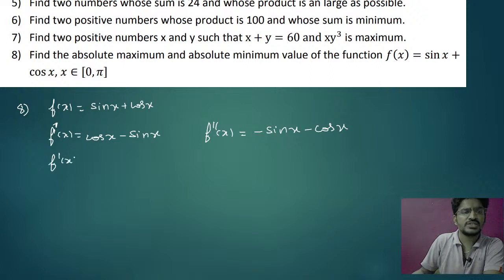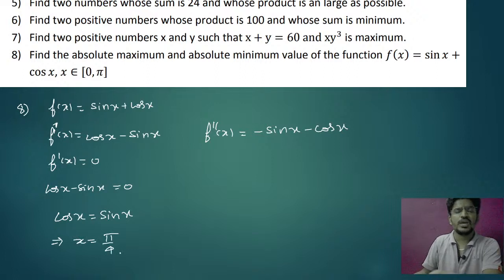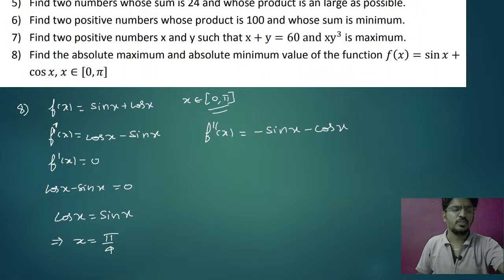Equate f dash of x equal to 0. So that will be cos x minus sin x equal to 0. So now you can see cos x will be equal to sin x. This is only possible for x equal to pi by 4. And they have given the interval x belongs to 0 comma pi. So in this interval there is only one value, that is x equal to pi by 4, where sin x is equal to cos x.